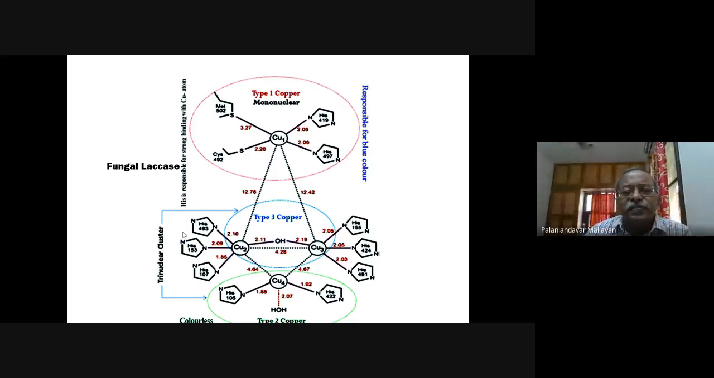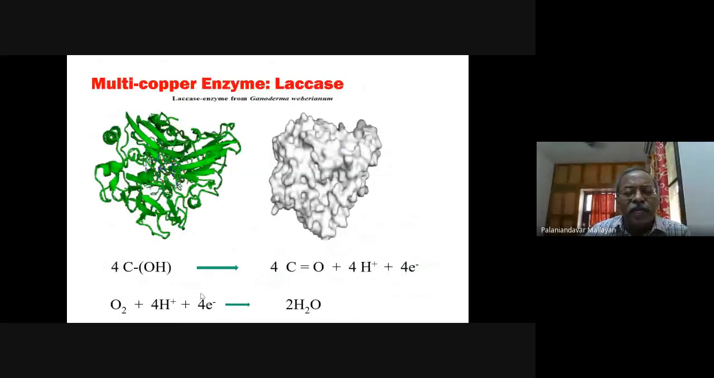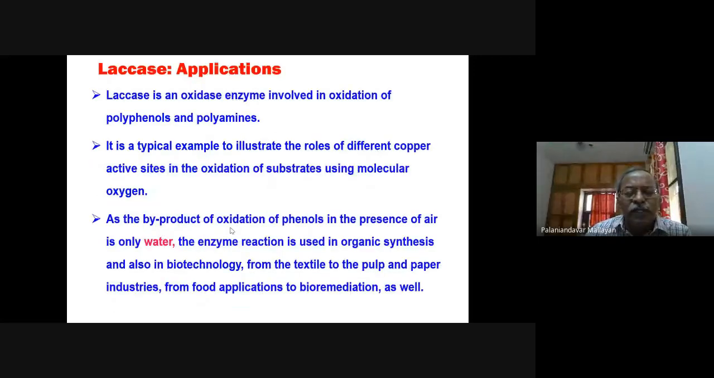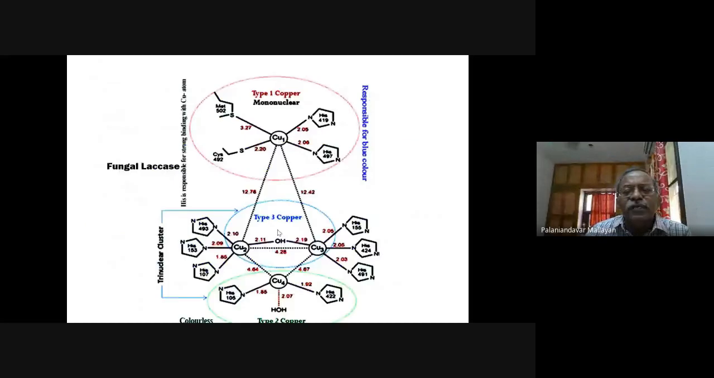It takes up electrons. See, you need electrons for this reaction, right? Electrons for this reaction to activate oxygen, molecular oxygen, to convert to superoxide like that. So the copper 1 site has imidazole and cysteine sulfur in fungal laccase. It is 12 to 13 angstrom separated from type 3 copper. So type 3 copper is dimeric copper, imidazole, hydroxy bridged.